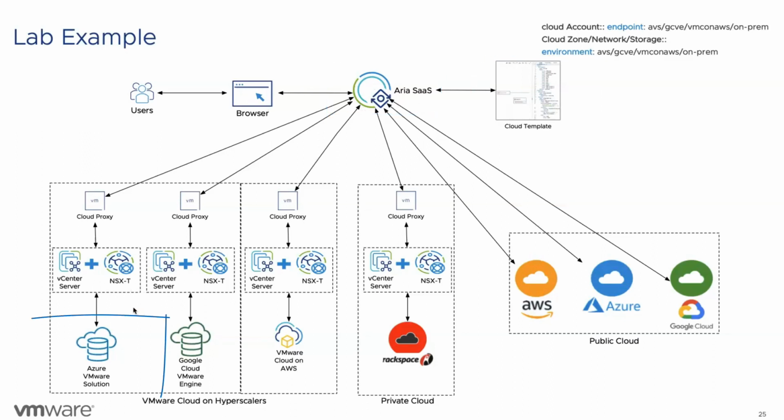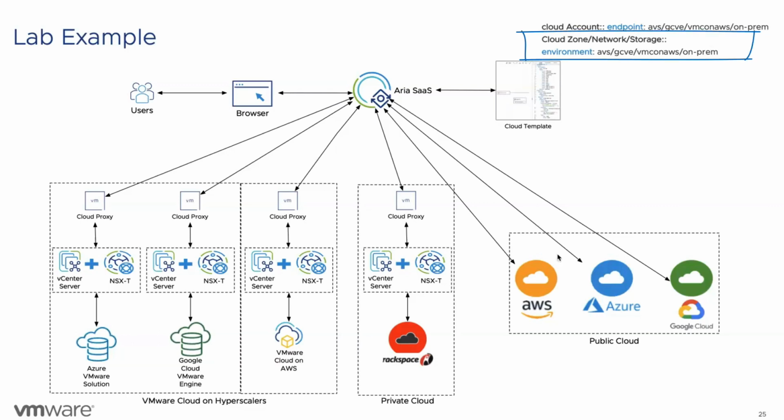And endpoints, we have Azure VMware Solutions, AVS, we have GCVE, we have VMware Cloud on AWS, Rackspace, and the native cloud solutions. So we have all these endpoints. The tagging we have utilized is cloud account. Endpoint can be AVS, GCVE, VMC on AWS, or on-prem. So I select any one of the values, it can go to any of the endpoint.